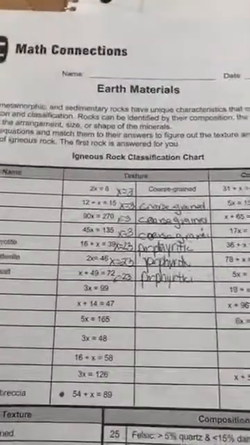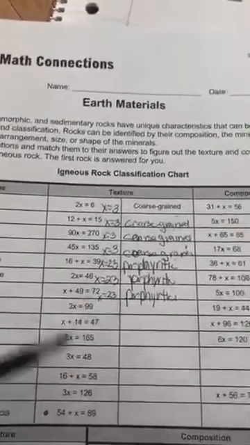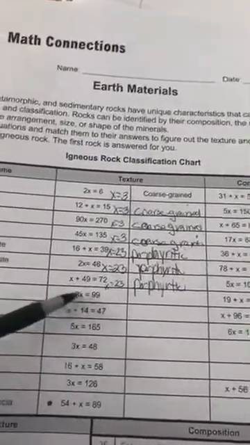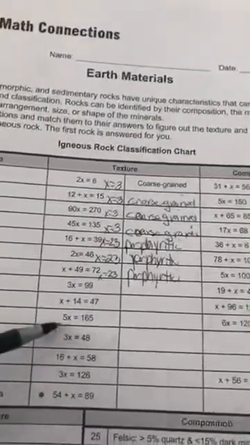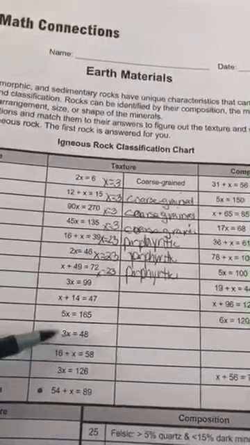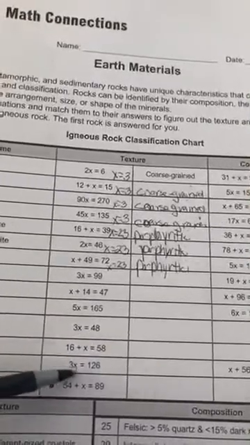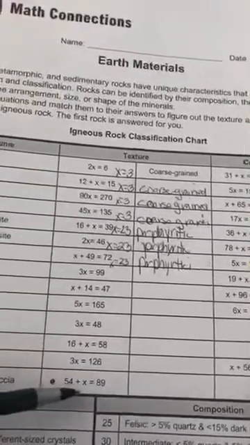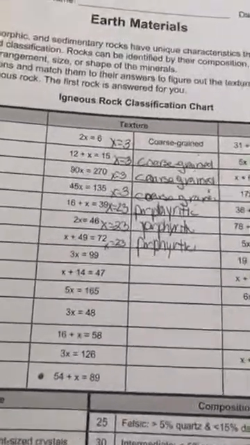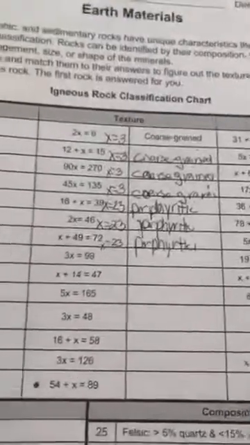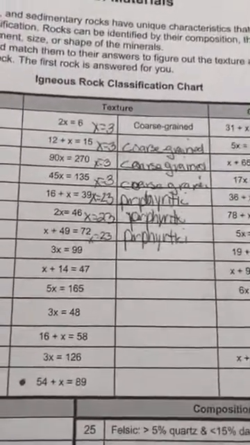For your exit tickets for today, I need you to finish the rest of the page, okay? 3x equals 99, x plus 14 equals 47, 5x equals 165, 3x equals 48, 16 plus x equals 58, 3x equals 126, 54 plus x equals 89. Now, I'm going to post these. It's going to take me a minute because Miss Mixon real slow with the Instagram live, okay? It's not my thing. So it's going to take me a minute to do this, all right?